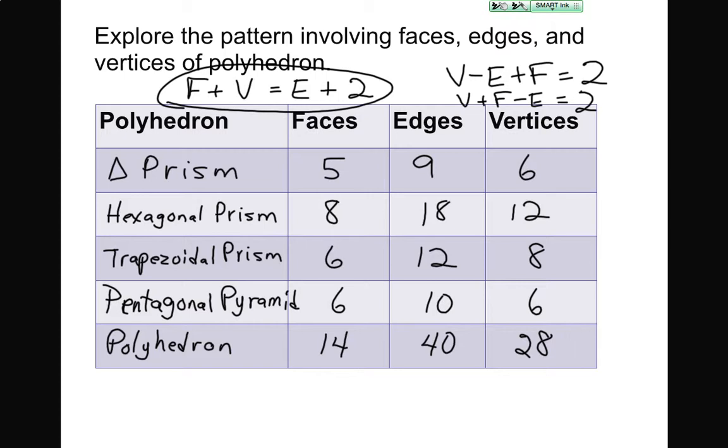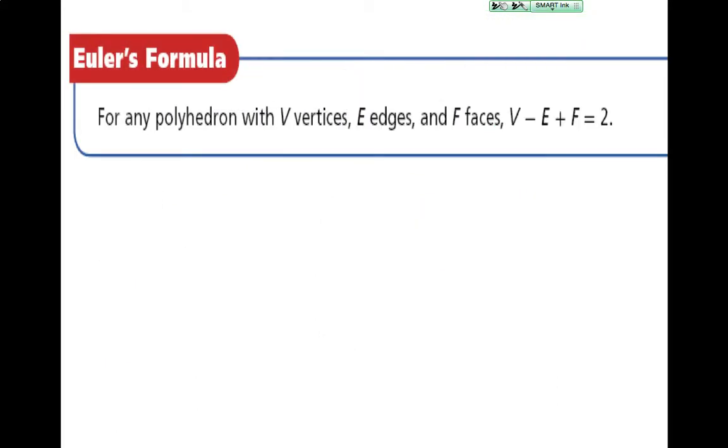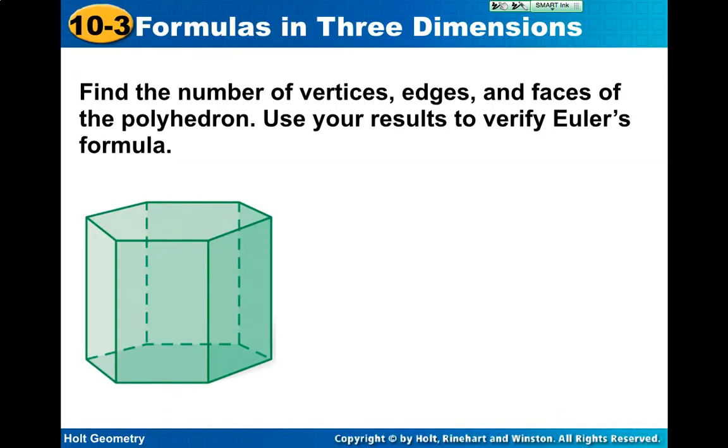Okay, so what we're going to do with that is figure out how many vertices, faces, and edges there are on certain polyhedra. It looks like Euler, but because of the country and how they say things, Euler is actually how you pronounce his name. It says, find the number of vertices, edges, and faces of the polyhedron. Use your results to verify Euler's formula.